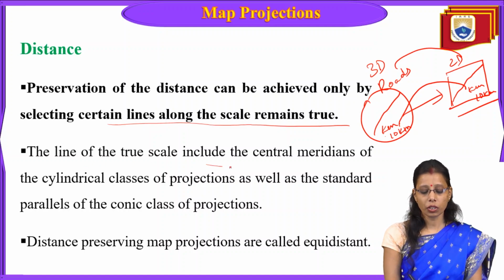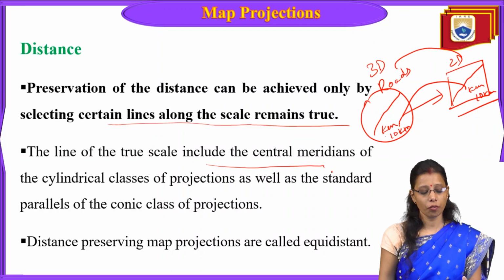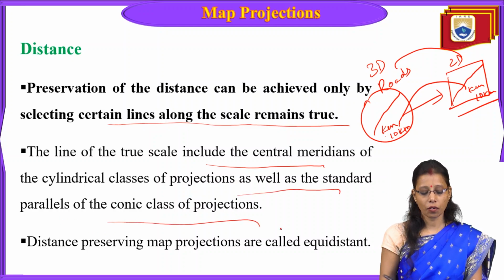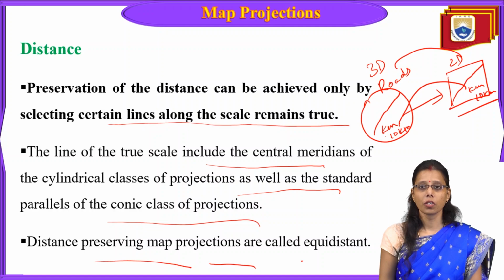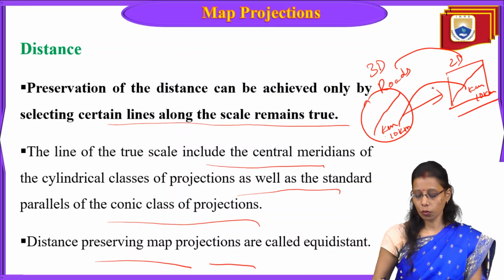The lines of true scale include the central meridians of the cylindrical class of projections as well as the standard parallels of the conic class of projections. Now, distance preserving map projections are called equidistant. Whatever preservation is taken care of, that type of projection is named accordingly. So while preservation of area is called equal area, preservation of distance is called equidistant projection, which is transferred from 3D to 2D.